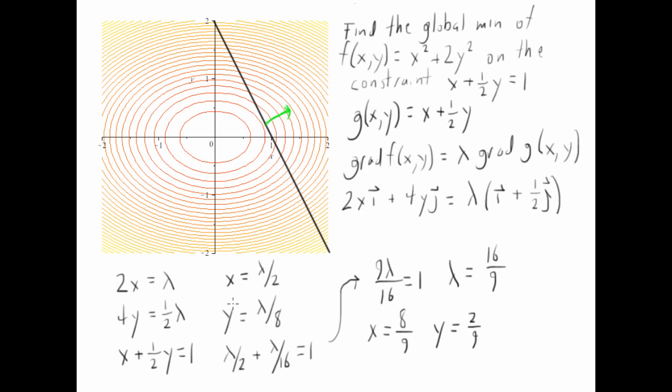Note that this makes perfect sense. Because if we think about where that point is, that's not bad for saying we're over 8/9 and up 2/9. Notice that this technique really finds local mins and local maxes, but we can tell from the shape of the function as shown on the contour plot that that's actually going to be a global min, that that's our lowest point, and that we will have no highest point.